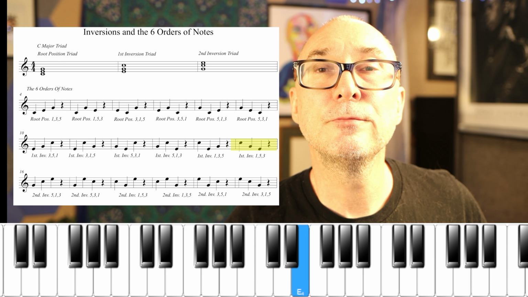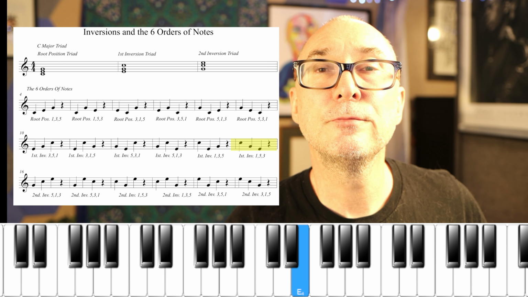Lastly, we have our second inversion triadic melodies, starting with 5, 1, 3, 5, 3, 1, 3, 5, 1, 3, 1, 5, 1, 5, 3, and 1, 3, 5. So that's the 18 triadic melodies for any triad.